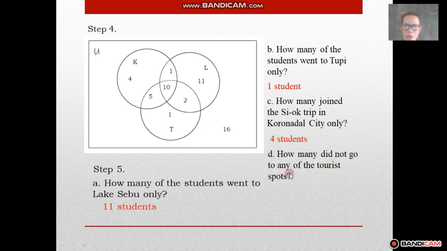Then how many did not go to any of the tourist spots? Okay, did not go, meaning did not visit the 3 places here. So that is 16 students.